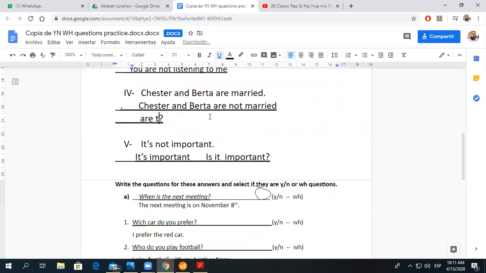The question is, are Chester and Bertha? It's supposed to be Bertha, but are Chester and Bertha married? That's the question. The verb to be at the beginning, as I explained, the noun there, and then the complement. So, are Chester and Bertha married? So that is how we write a question with the verb to be.